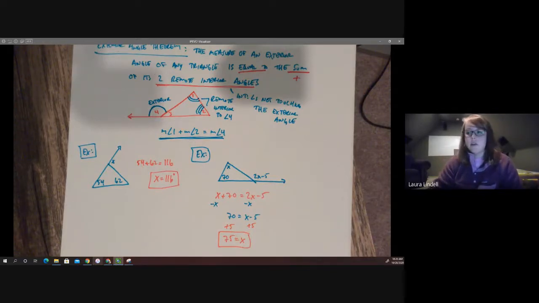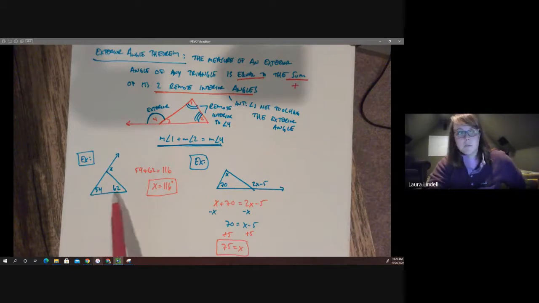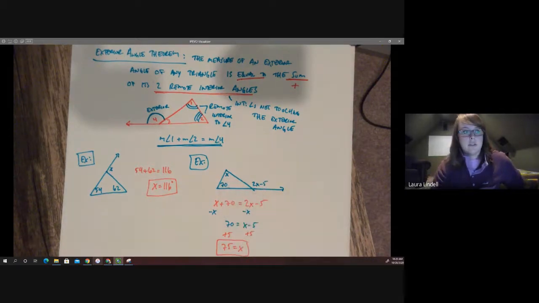Okay. So those two exterior angle theorem problems are about as complicated as they will get. Sometimes you just have to add the two angles and they're both numbers, so you're all done. And sometimes you have to add the two inside angles and set it equal to the outside angle if you have to solve for a variable.